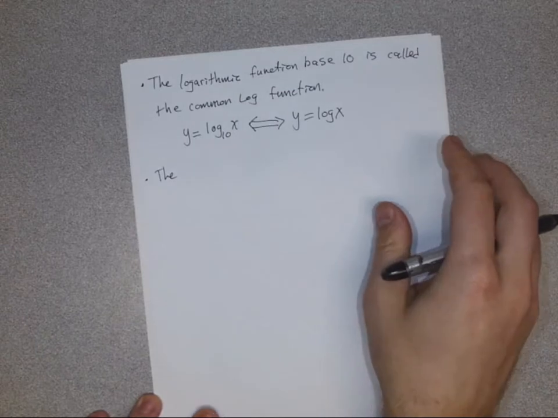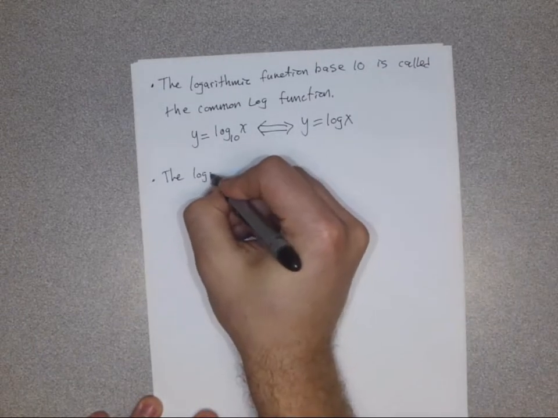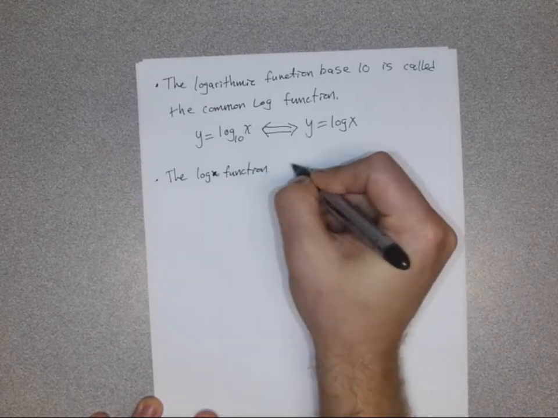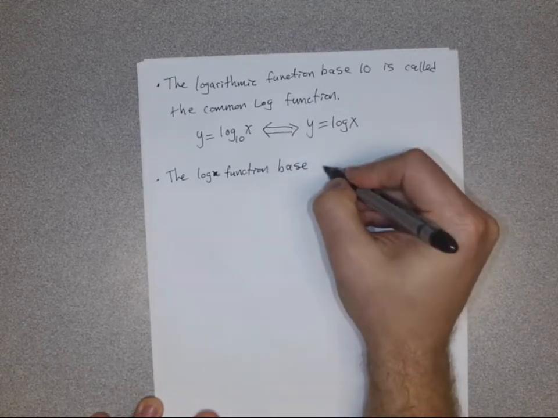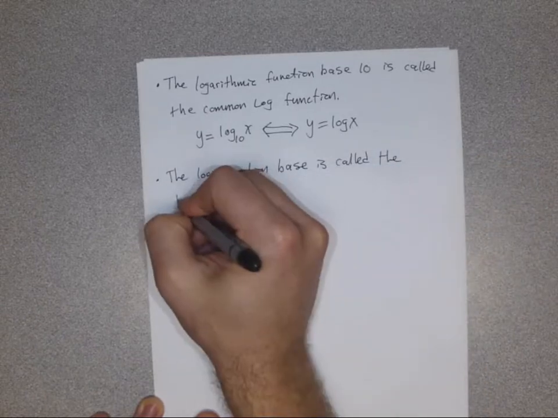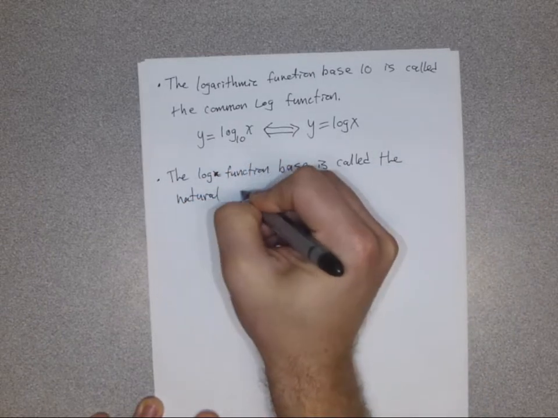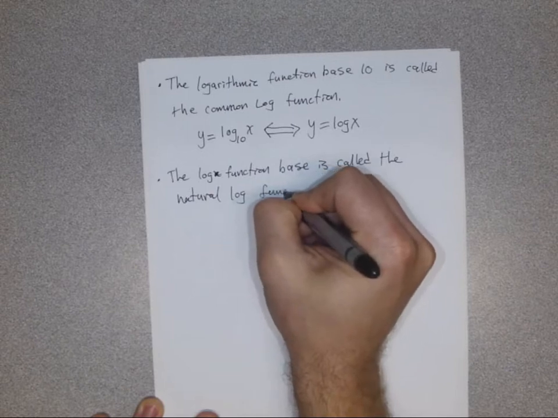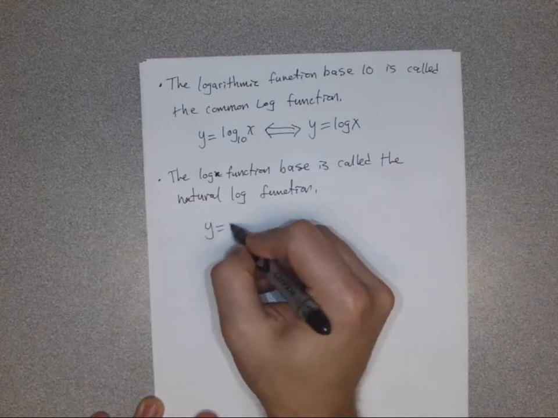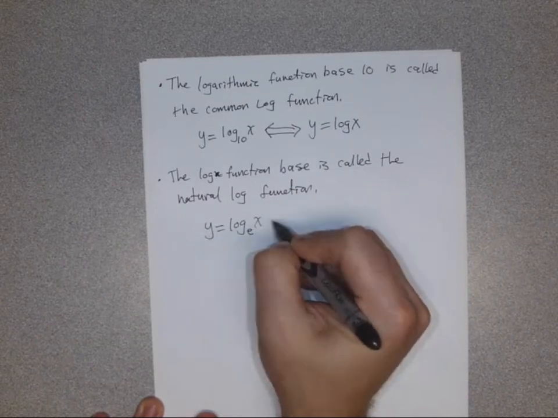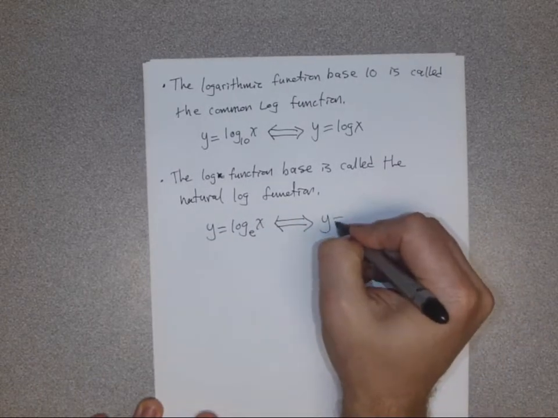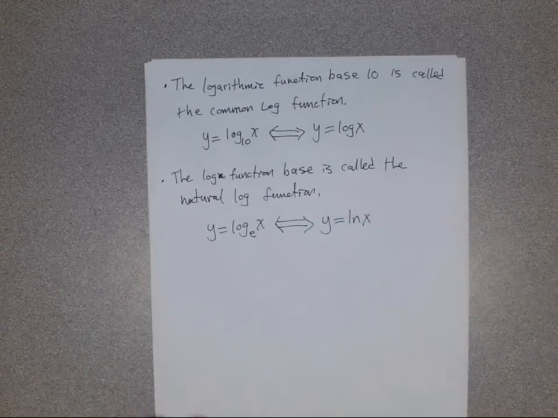And here comes e again. The logarithmic function base e is called the natural logarithmic function, the natural log function. So what that's saying is if we have y equals log base e of x, that's equivalent to, and this one's a little different here, the natural log of x, so ln x.